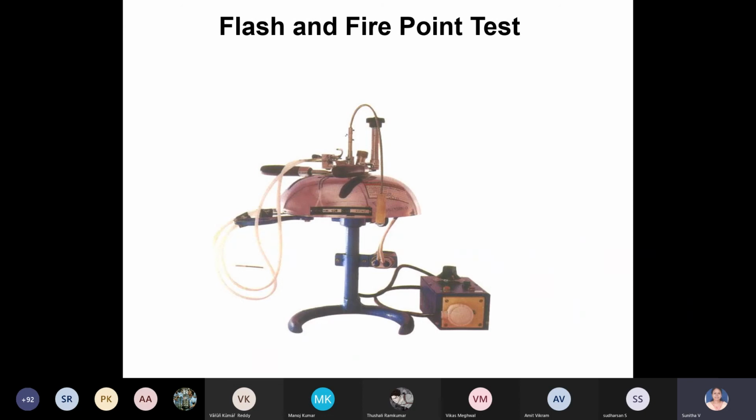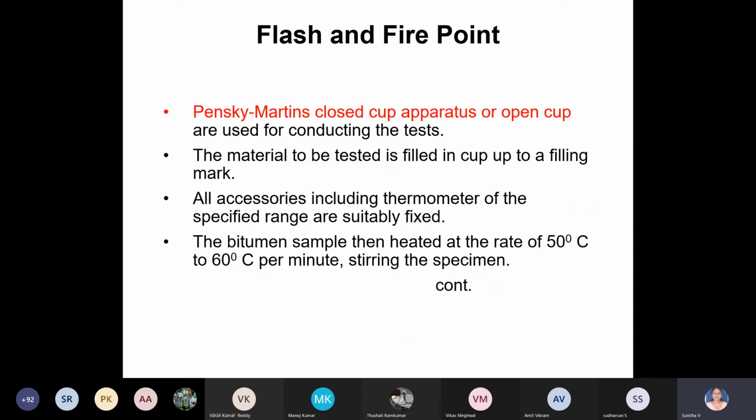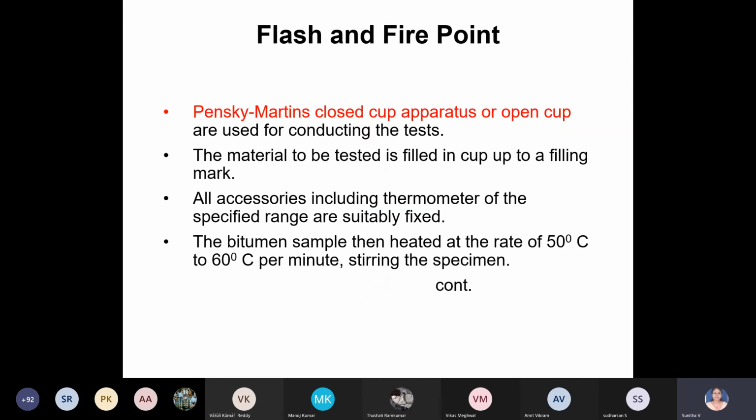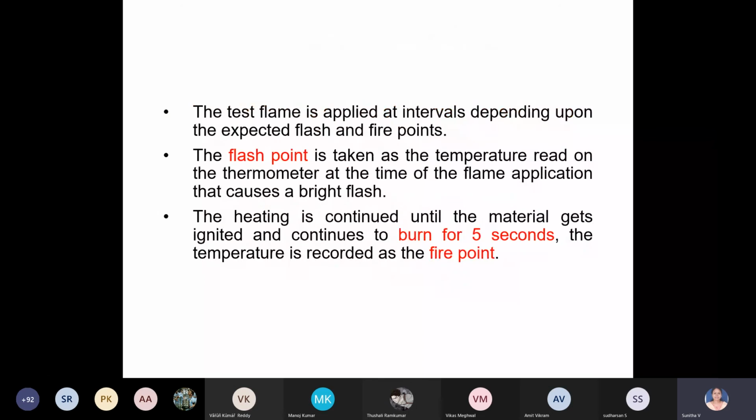Even to take it out from the drum or barrel, you have to heat the bitumen. Right, so you have to heat it, but see to it that it's not beyond this flash or fire point. The equipment is called Pensky-Martens closed cup apparatus, or open cup is there. What is shown in the figure is the Pensky-Martens closed cup apparatus. Before that, I'll tell you what this flash point and fire point are, because there is some difference between flash and fire point.